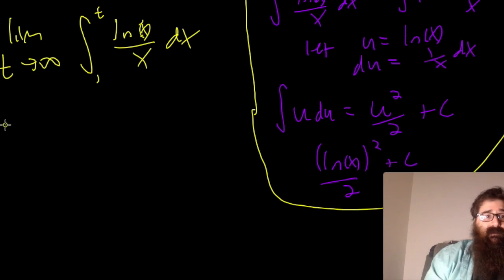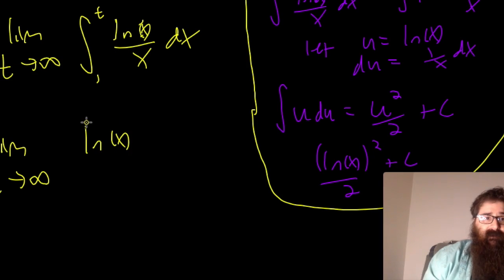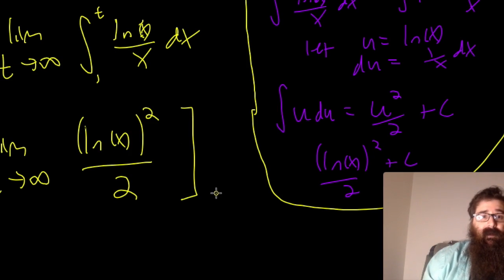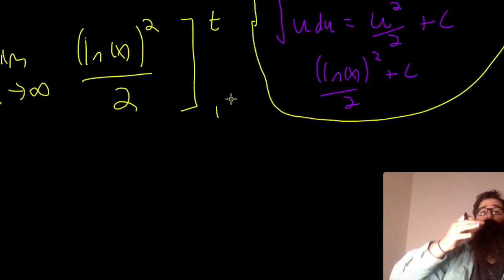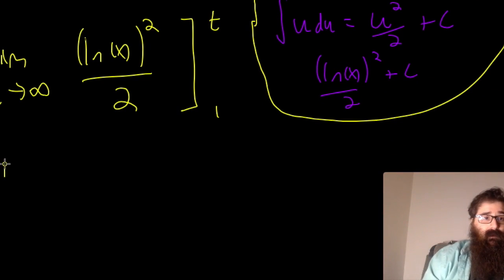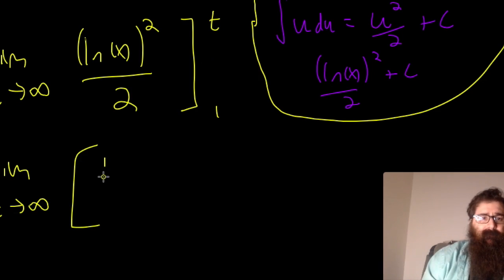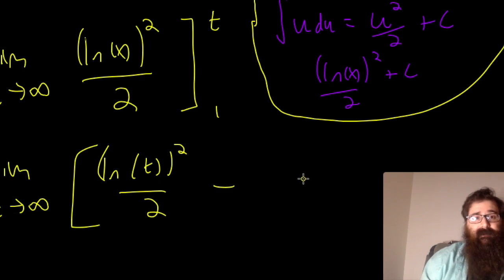But now I can use this result and go back and say, well, it's the limit as t goes to infinity of natural log of x squared over 2. I don't need the constant since I have a bounded integral, bounded from 1 to t in this case. So I want to plug in the upper bound, plug in the lower bound, and subtract in that order. So we have the limit as t goes to infinity. When I plug in t for x, I get natural log of t squared over 2, minus, when I plug in 1 for x, I get natural log of 1 squared over 2.